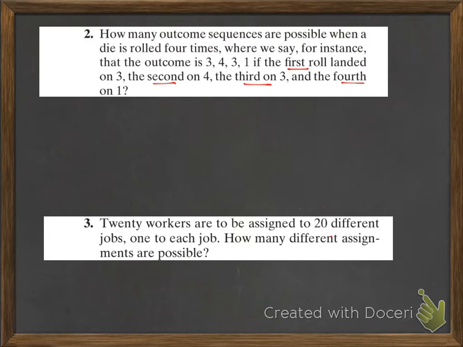All right, so we have 4 slots because we're rolling the die 4 times, and in each slot we have 6 choices for each roll. 6 times 6 times 6 times 6, or 6 to the 4th. Okay, straightforward. This next one, 20 workers are to be assigned to 20 different jobs.